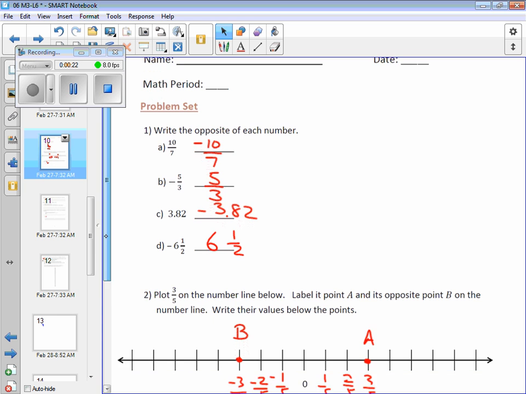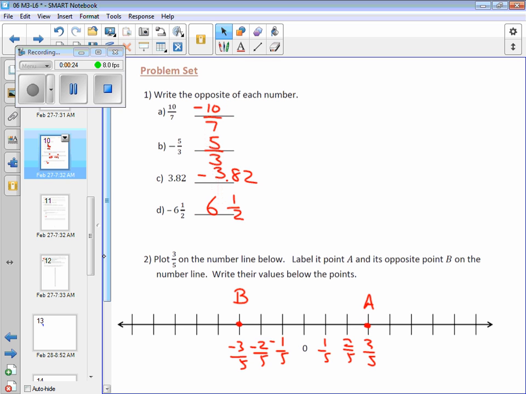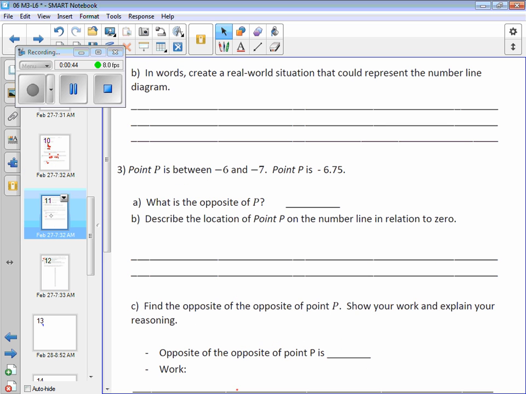I'm just going to scroll down a little bit. And there's number 2. Any issues there? All right, I'll come back to it, okay? I'm going to flip. All right, this I left purposely blank because we'll go through it.